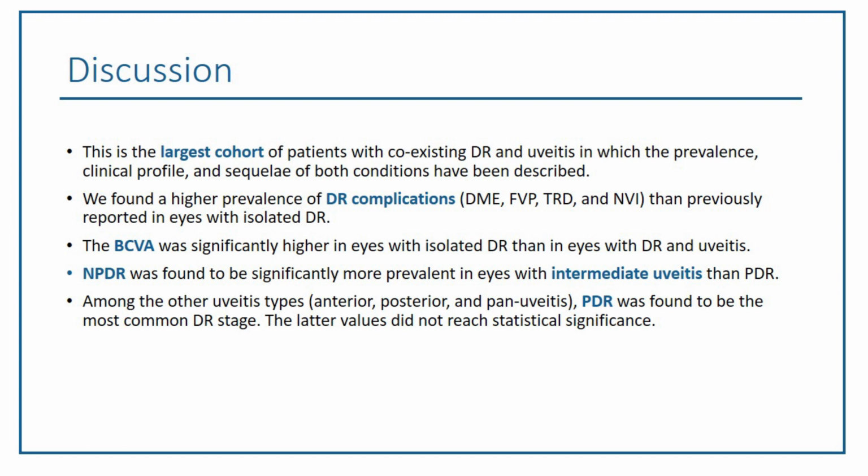We found a higher prevalence of diabetic complications, that is diabetic macular edema, fibrovascular proliferations, traction retinal detachment, and neovascularization of the iris than previously reported in eyes with isolated diabetic retinopathy. The best corrected visual acuity was significantly higher in eyes with isolated diabetic retinopathy than in eyes with DR and uveitis combined. Non-proliferative diabetic retinopathy was found to be significantly more prevalent in eyes with intermediate uveitis than proliferative diabetic retinopathy. Among the other causes of uveitis, that is anterior, posterior, and panuveitis, proliferative retinopathy was noted to be more common, although these values did not reach statistical significance.